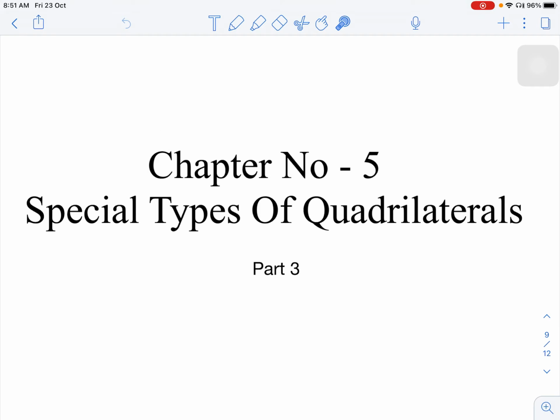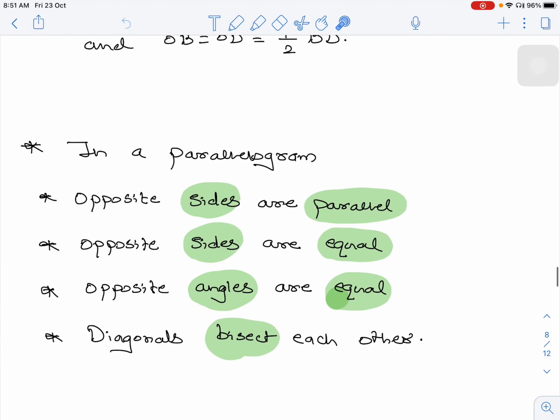Today we are going to learn chapter number 5, that is special types of quadrilaterals of class 8. In this part 3, we are going to solve some examples based on properties of a parallelogram. Already we have seen some properties of a parallelogram.